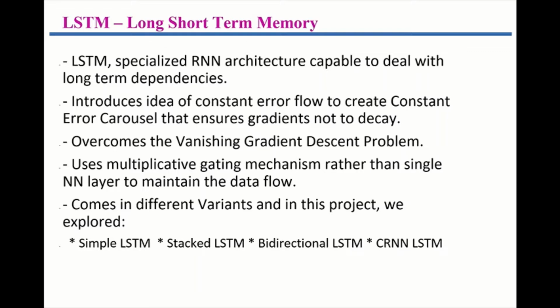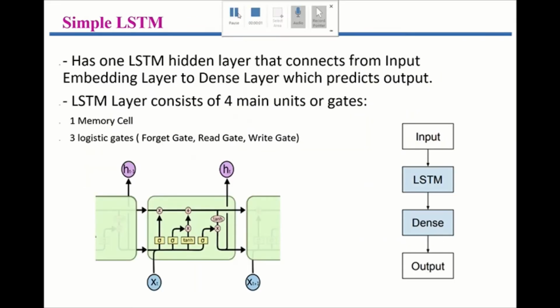LSTM uses a multiplicative gating mechanism rather than a single neural network layer to maintain the data flow. It comes in different variants: simple, stacked, bidirectional, and CNN are some of the variants that we explored in this project. Let's take a look at the simple LSTM variant.